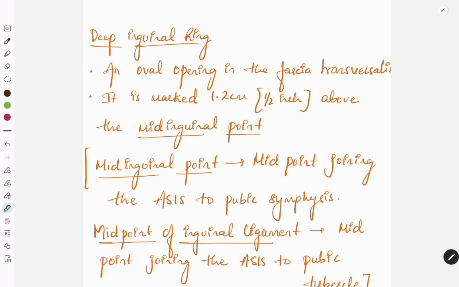And if somebody asks you to locate where the deep inguinal ring is present on a person, where will you locate it? It is marked 1.2 centimeters or half inch above the mid inguinal point. So now what is mid inguinal point? This is a very important question. Where will you first mark it? You will mark it half inch above the mid inguinal point. But what is mid inguinal point?